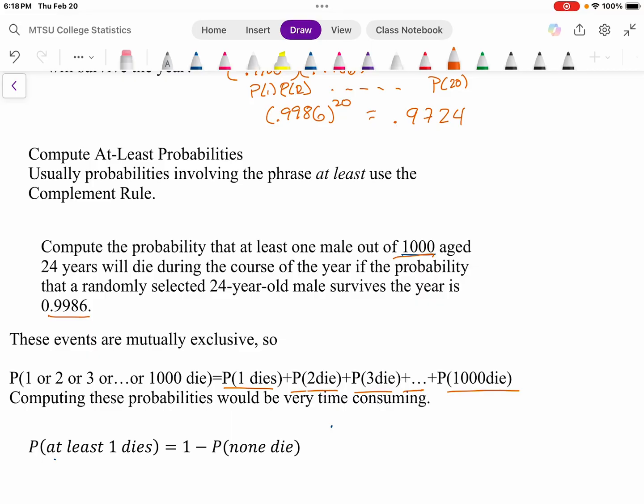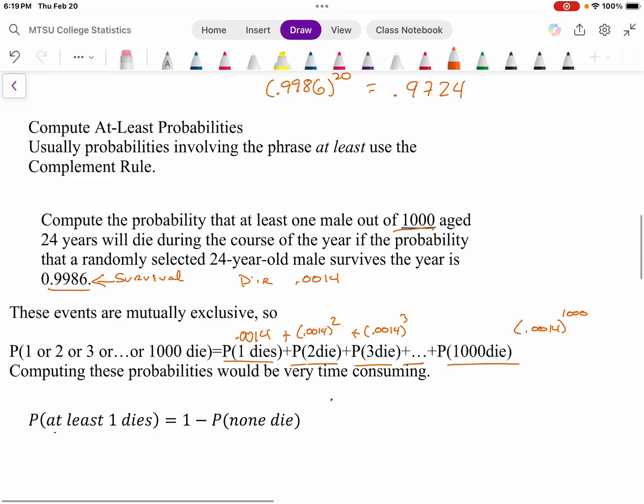So the probability of one dying would be like 0.0014. Because if that's my survival, then that probability of dying is 0.0014. So we would have to go through and, the second one, we would add to that 0.0014, two people dying, so that'd be squared. Then doing the same thing for three people dying. Again, I would have to add up all of these answers all the way out to the last one being 0.0014 raised to the 1,000th power. And so that's just a lot of math.